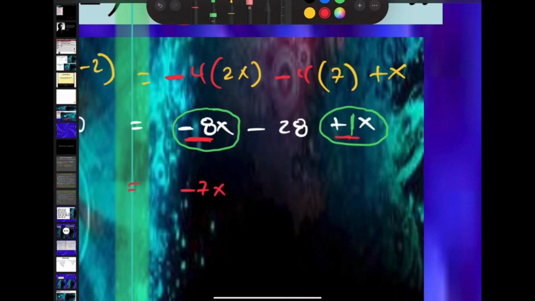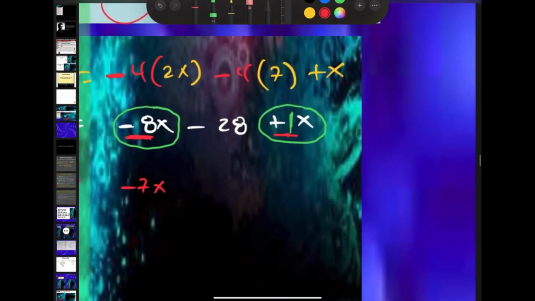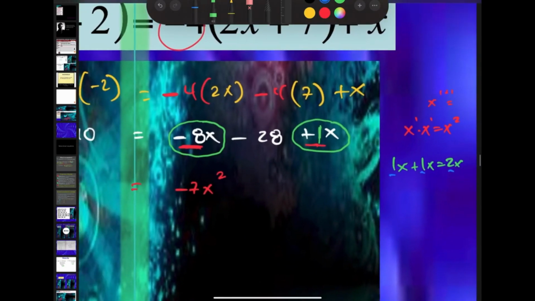Now, some students, I'm trying to clarify all the mistakes students make, think, Mr. Ng, is that a squared? No. It only becomes squared if you're multiplying. It's really 1 plus 1. If you're multiplying, you get x squared. But 1x plus 1x becomes 2x. We're just adding the numbers in front. So it is not squared. And I still have the minus 28.